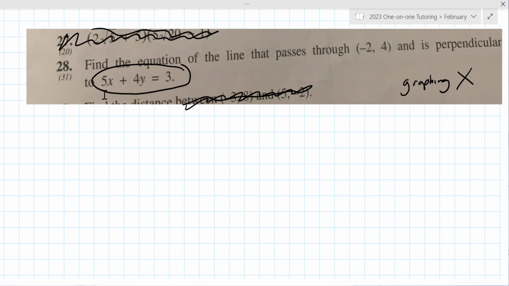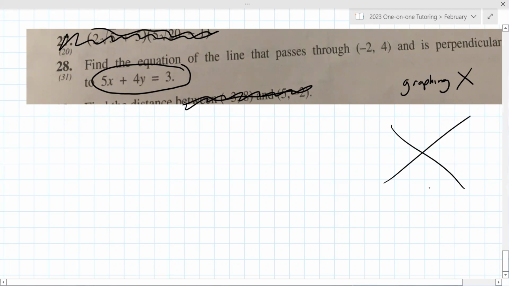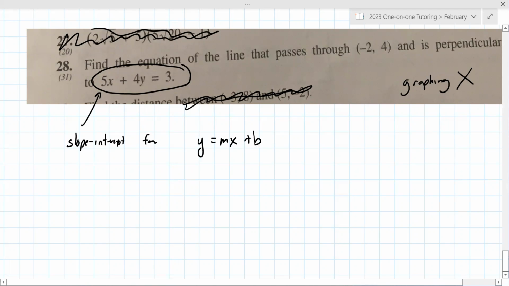You should graph things you don't know what they look like, and this looks like a line. So there's a better way. This is in standard form. Not that that really matters, but you need this to be in slope-intercept form. Slope-intercept form is y equals mx plus b, and that means you're going to solve for y. So go ahead and solve that for y. Let me know what you come up with, please.